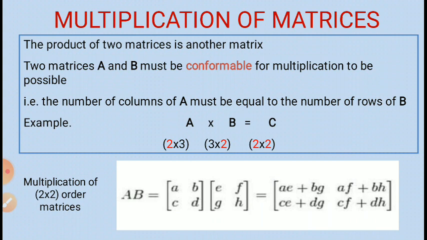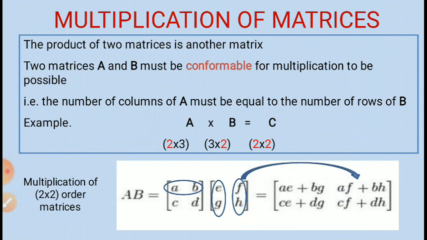First, the first row of the A matrix will be multiplied with the first column of the B matrix. We'll get the product AE plus BG. It means we have to multiply A with E and B with G. Likewise, we have to multiply the first row of the A matrix with the second column of the B matrix. We'll get the product AF plus BH.